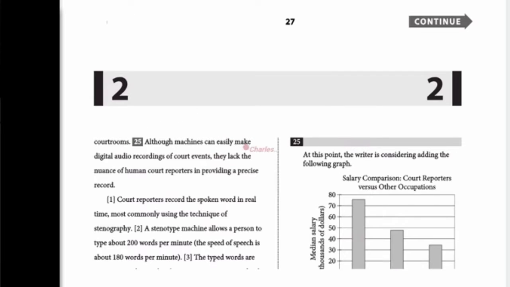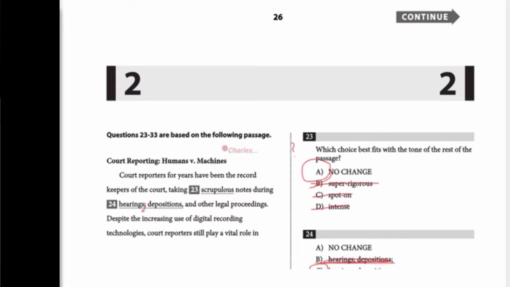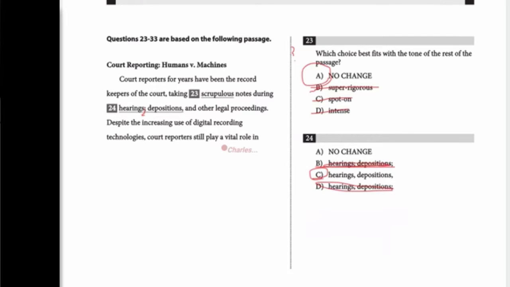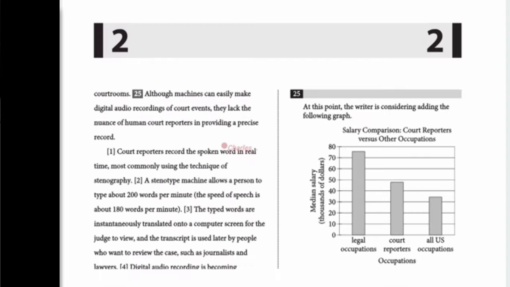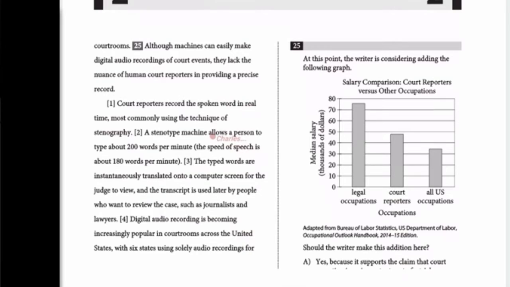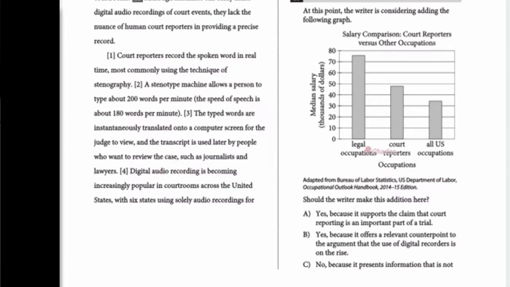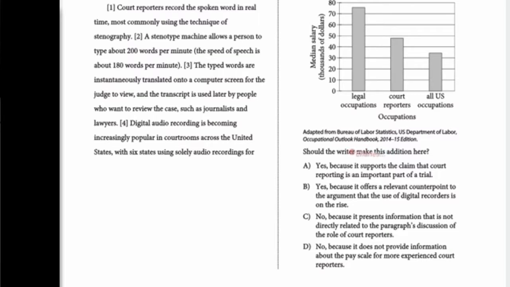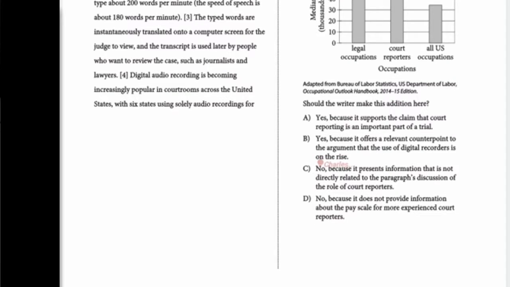What have we been talking about up to this point? That humans sort of versus machines, right? So even with the advent of technology, court reporters are still important. So the fact that they get paid more than the average but less than the legal suggests that they're important and better than machines. I don't think so. It's not really consistent with the comparison being made. So my first is, should this be included? I would say no.